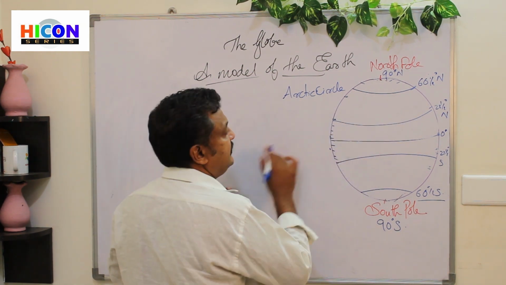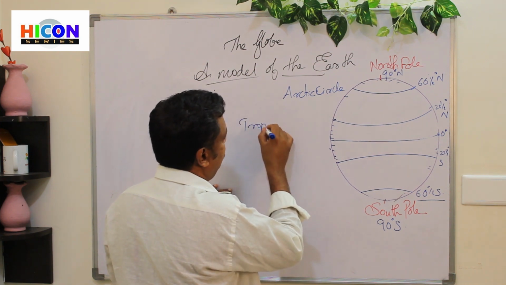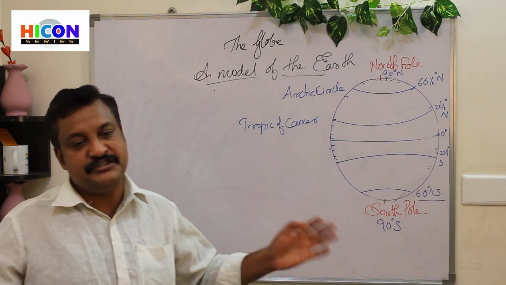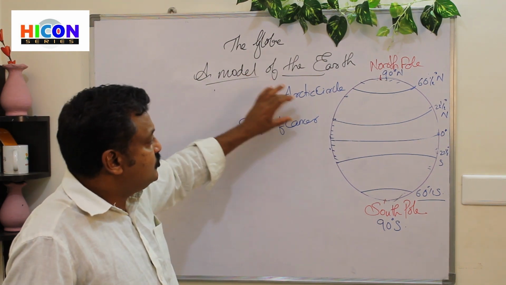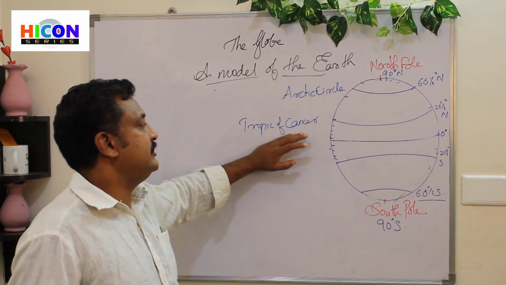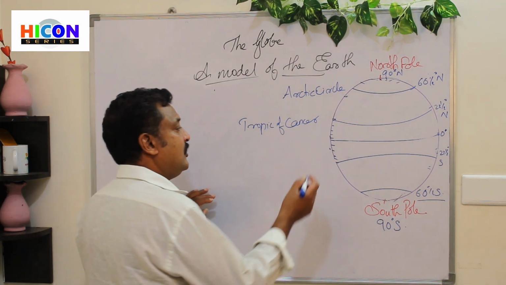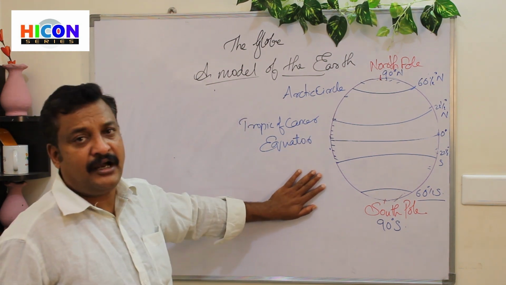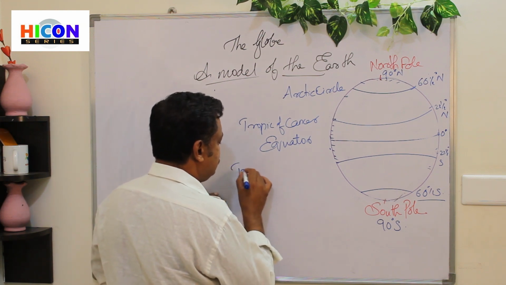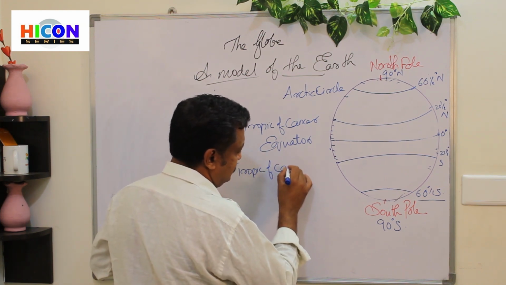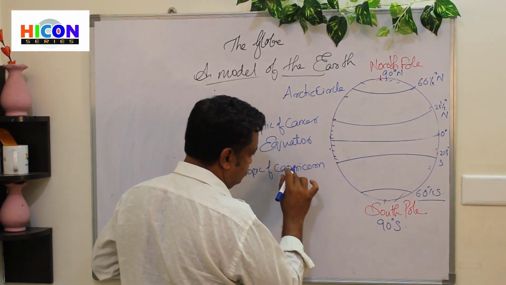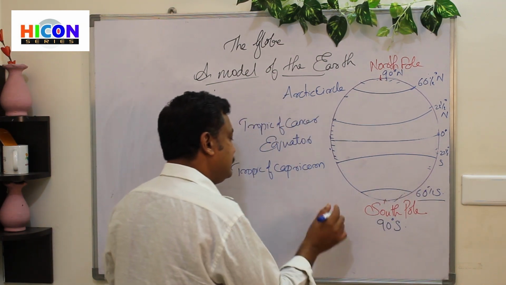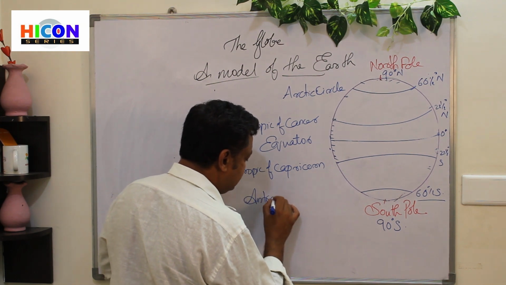The 23.5 degrees north latitude is known as the Tropic of Cancer. They are known as the tropical regions. Now we have the 0 degree one. That is the equator. Then 23.5 degrees south latitude is known as the Tropic of Capricorn. And the 66.5 degrees south latitude is known as the Antarctic Circle.